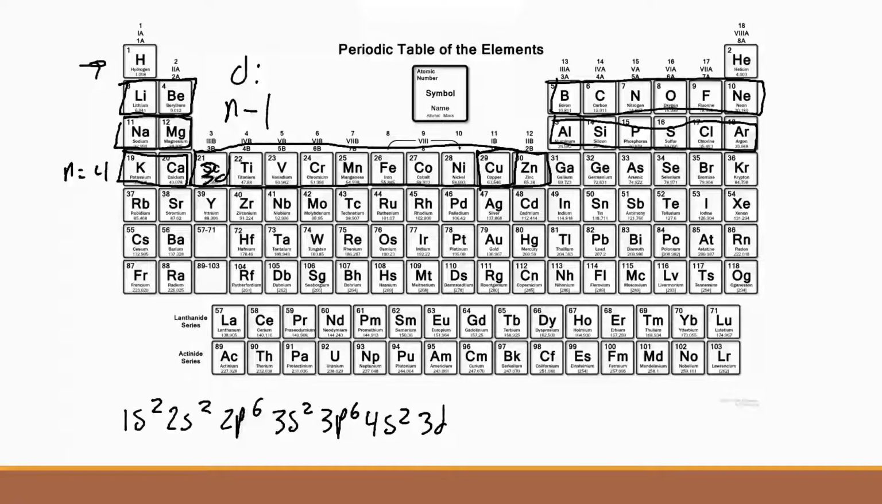And then you would just count blocks like usual. So it'll be 3D, 1, 2, 3, 4, 5, 6, 7, 8, 9, which is where copper stops. So you're going to put 9 electrons in the 3D sublevel.